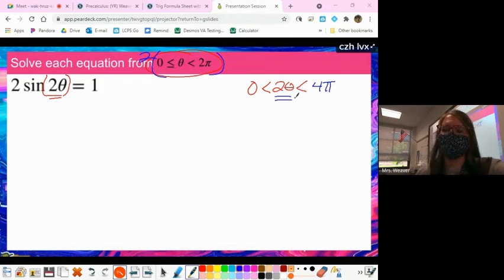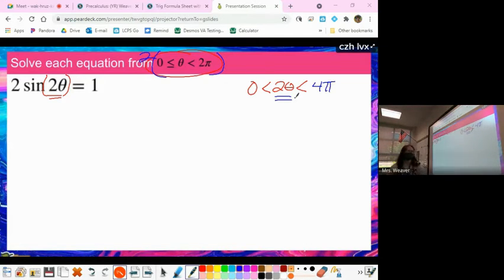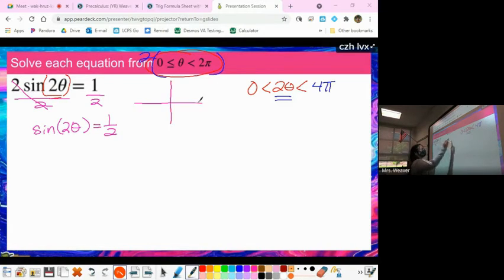Yeah, I figured they would, so let's go ahead and start this second example and run it through real quickly. All right, so Emily, can you help me with this one? What would I do trying to get the 2 theta by itself? Okay. And that gives me sine 2 theta equals a half. Okay, so we're ready to think about our unit circle. Where is my sine positive a half? My y value, positive a half.